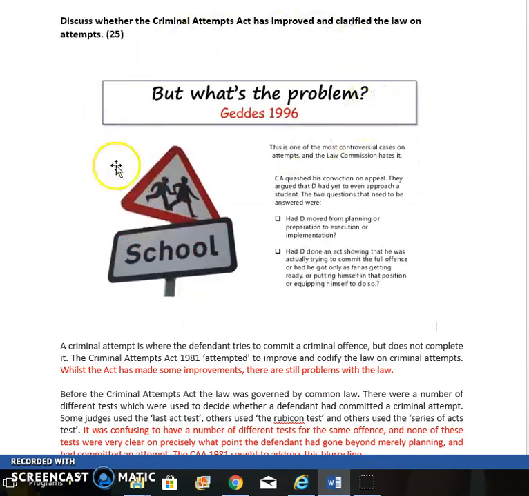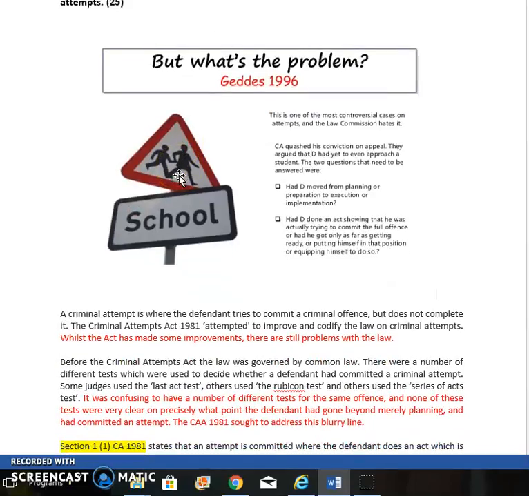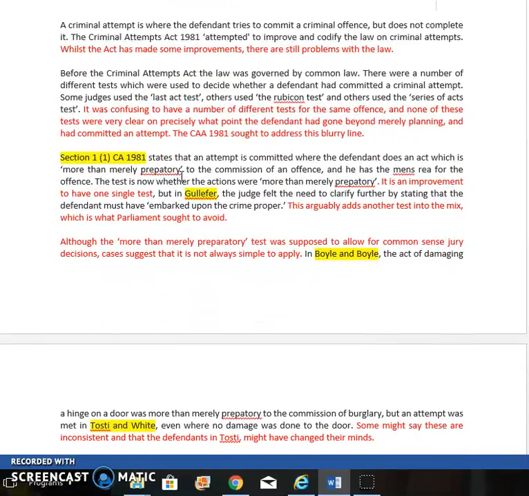So this image that I've got in my document is to illustrate the very important case of Geddes, which we're going to discuss later. And the reason I've put this here is just to remind you that one of the big issues, the big problems with the law on attempts is the very controversial case of Geddes. And that case illustrates a major problem with the law on attempts even after the 1981 Act was made. So the general gist of this essay is going to be, yes, the law is better than it was, however, there are still problems.